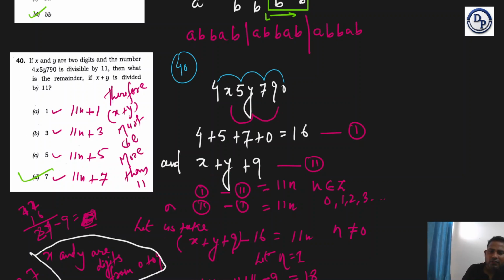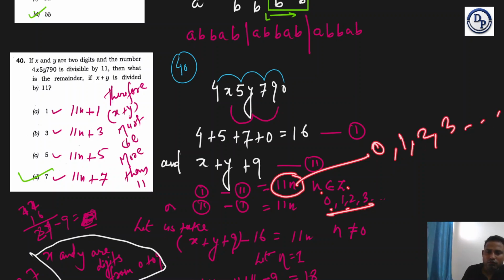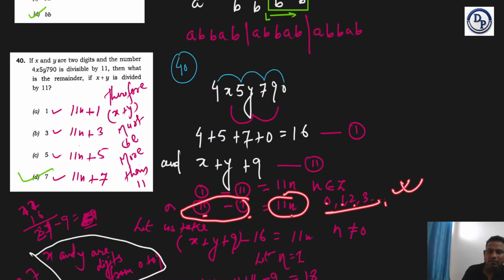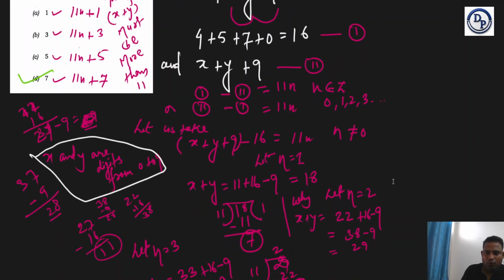Now we have to find the difference of equations 1 and 2. The difference must be a multiple of 11, where n belongs to the integers 0, 1, 2, 3, and so on. We can place any value of n starting from 0, 1, 2, 3, and so forth. What about 2 minus 1? Again, it could be there as well. Larger minus smaller, we get a multiple of 11. Again, I can put the value of n as 0, 1, 2, and 3.